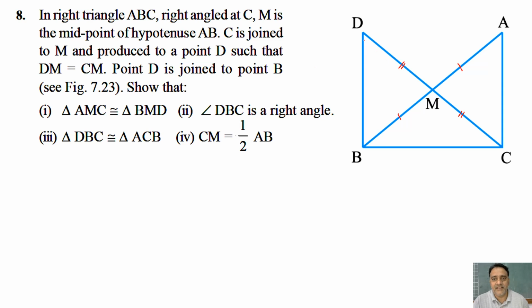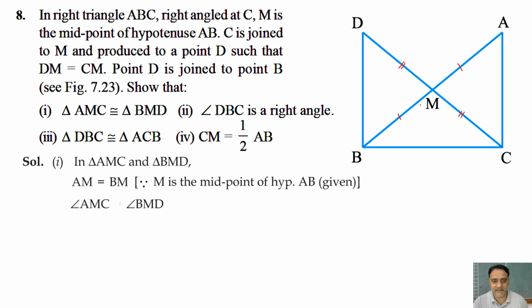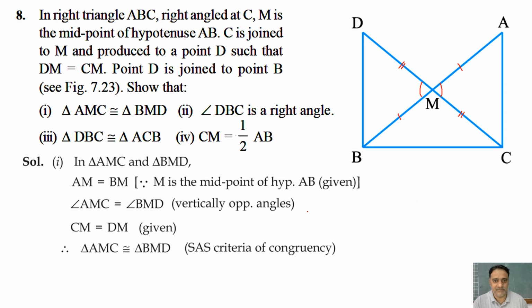Point D is joined to point B. Show that these two triangles are congruent. So we'll start with these two triangles. First, AM is equal to BM, M is the midpoint, and CM is equal to DM, it is given. And these two angles are equal. Why? Vertically opposite angles. So therefore, these two triangles are congruent by which criteria? Side angle side. Right. So the first bit is over.